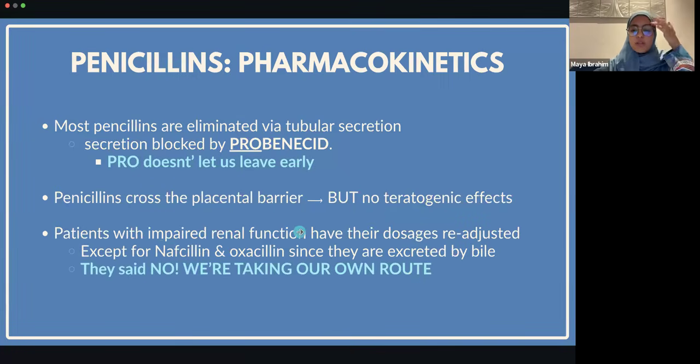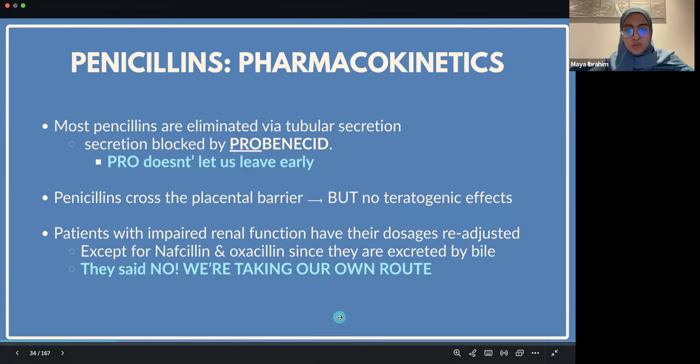And patients with impaired renal function have their dosages readjusted, except for nafcillin and oxacillin, which are the ones I wanted to mention, but I knew we were going to mention later. They take their own route. So how I remember it: N for nafcillin, O for oxacillin, they take their own route. Are we good?